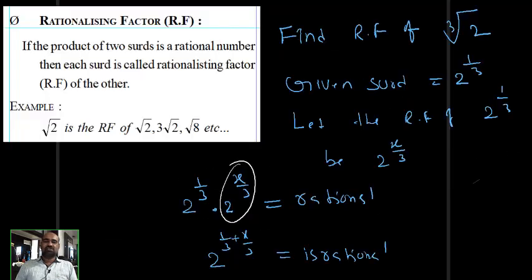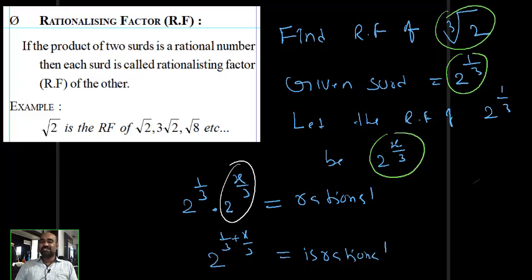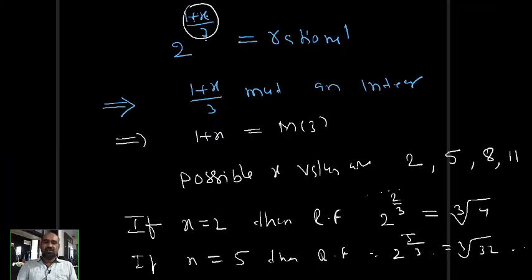Students, listen. The question is, find the RF of cube root of 2. Find the RF of 2 power 1 by 3. I assume the RF is 2 power x by 3, and such x value I will find. If this is the RF of 2 power 1 by 3, the product should be a rational number only. So 2 power (1 plus x) by 3 is rational, means this exponent must be an integer, so 1 plus x should be a multiple of 3. Such x values I will find.